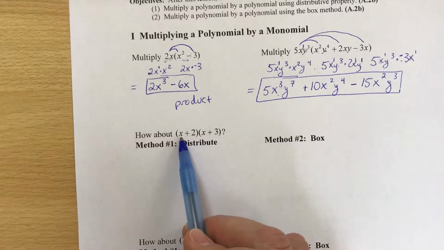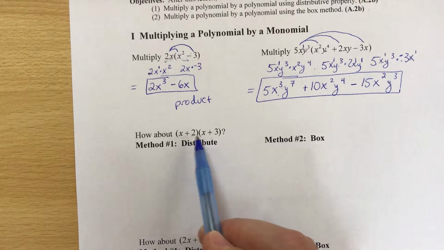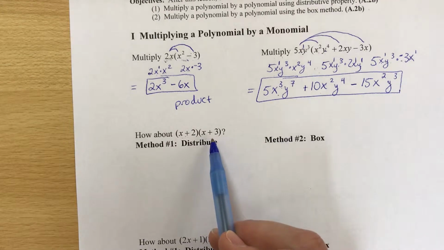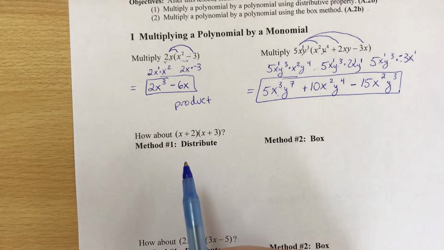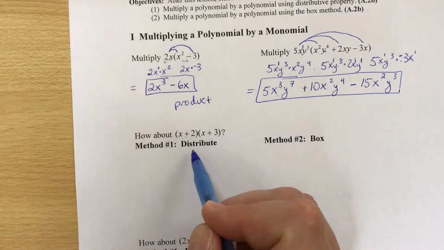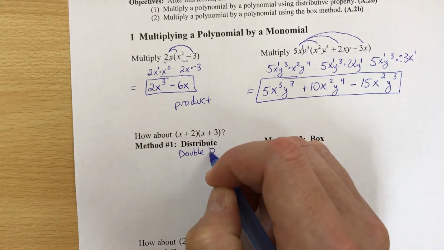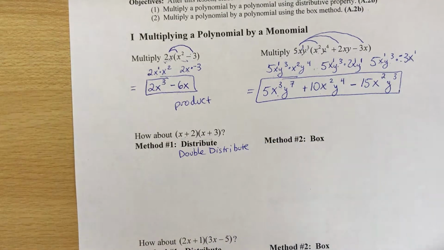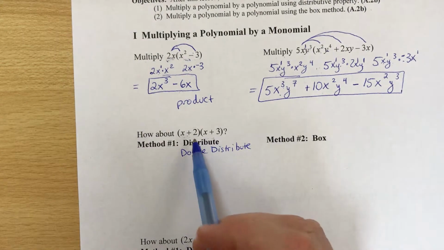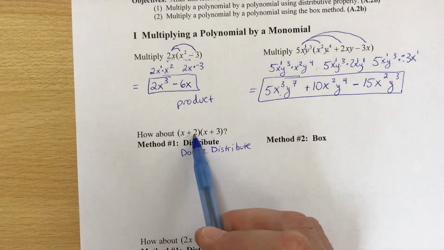Okay, now what happens? How about if we do a binomial times a binomial? x plus 2 times x plus 3. Well, there's actually 2 ways I'm going to show you how to do this. The first one is called distributing. Actually, what I'll say now is I say we double distribute because we distribute twice. Now what I mean by that is that in the first set of parentheses, we have two terms.